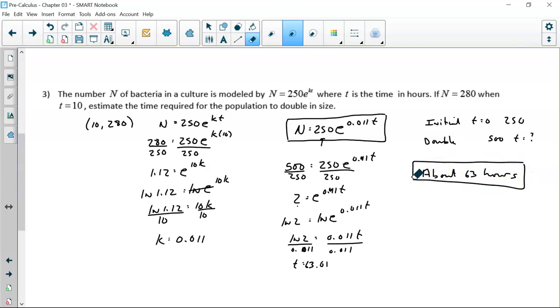Still just more solving these exponentials. Okay, next page, please. Actually, let's make the next page a second video. Thank you, and I'll see you in the next one.